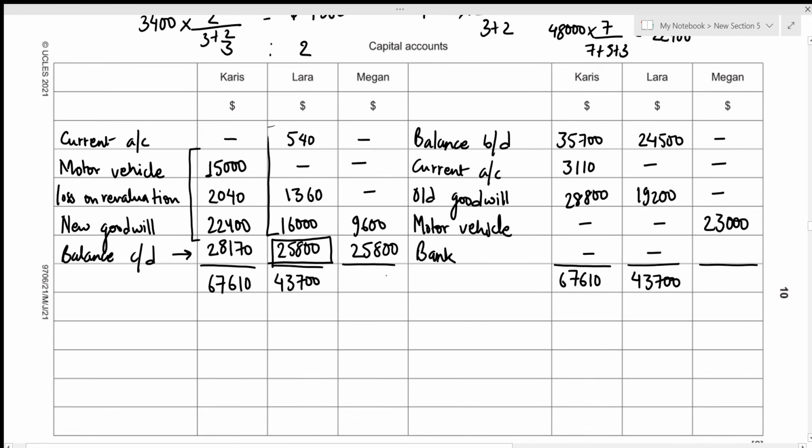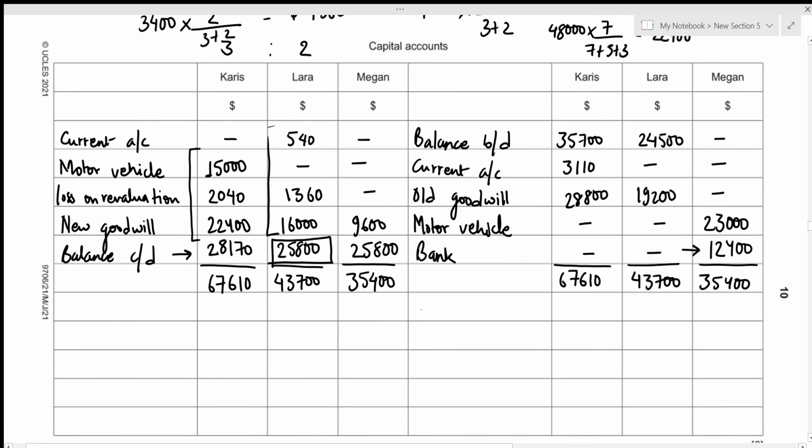Let's figure out the total. That's going to be 9,600 plus 25,800, which gives the total to be 35,400, which must be true for the credit side as well. Now we can determine the bank amount, which will act as a balancing figure. So that's just going to be 35,400 minus 23,000, which gives the balance on the bank as 12,400.